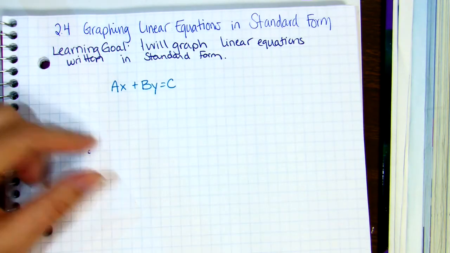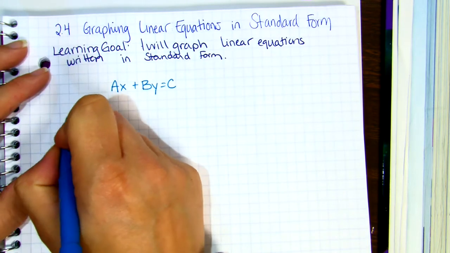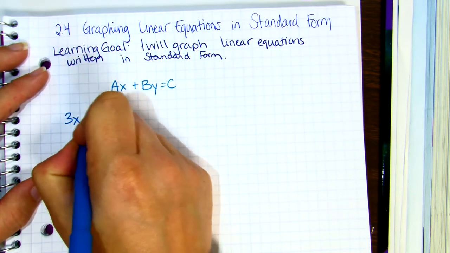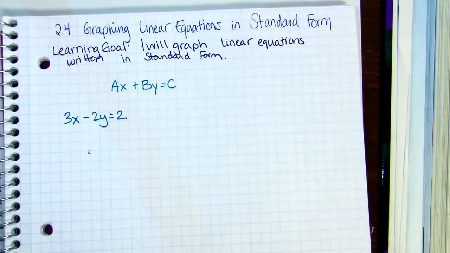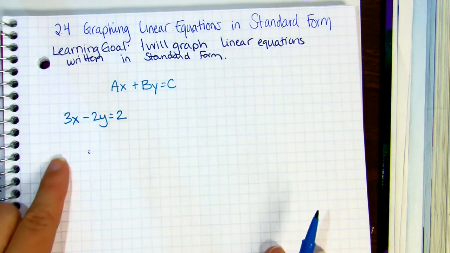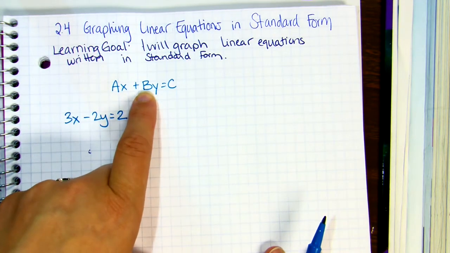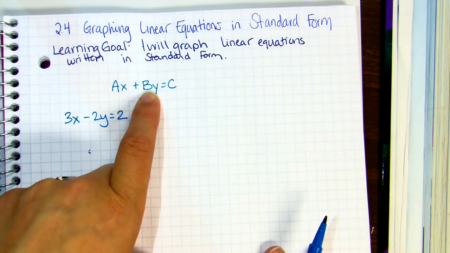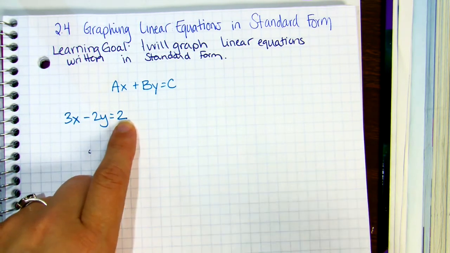So an equation that's written in standard form might look like this: 3x minus 2y equals 2. So that right there is an equation written in standard form where A is 3. Notice that I used a capital B here, so that doesn't represent your slope. That's just another constant. So B is -2 and C is 2.